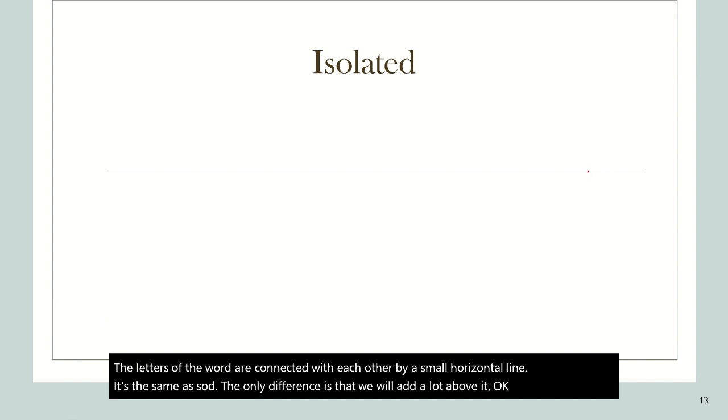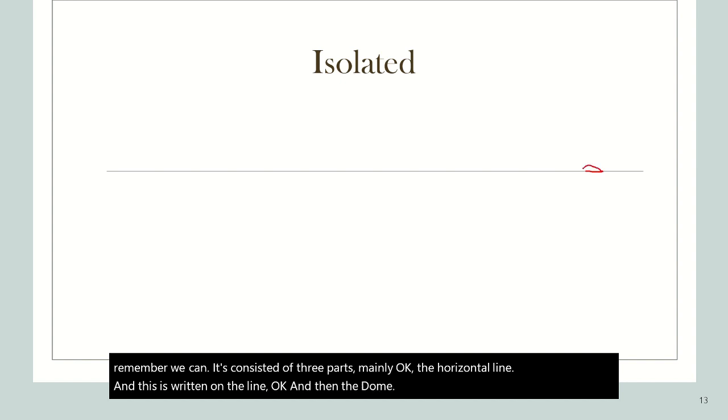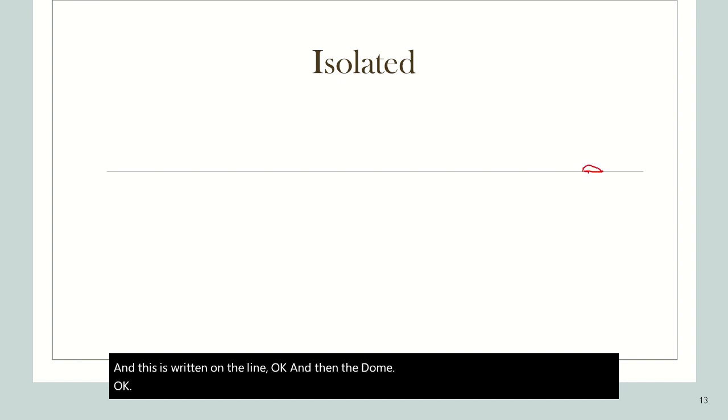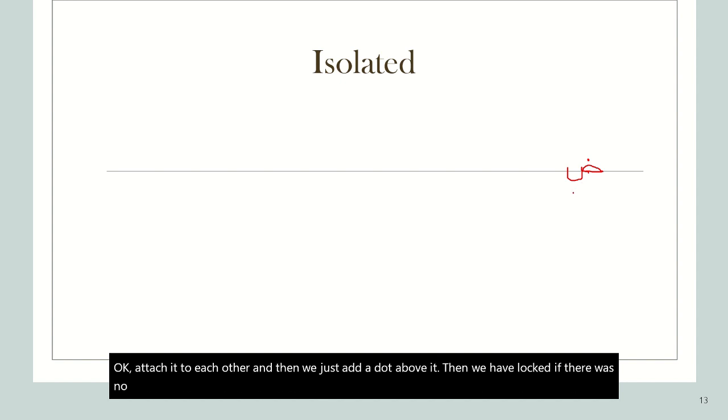Okay, so if you remember, it's consisted of three parts mainly. Okay, the horizontal line, and this is written on the line. Okay, and then the dome. Okay, and then the half circle. Okay, attach it to each other, and then we just add a dot above it. Then we have dot. If there was no dot, then it's Sad.